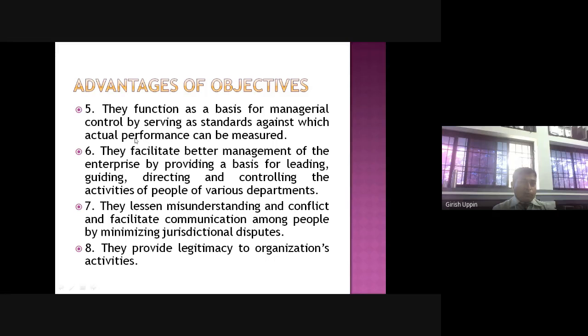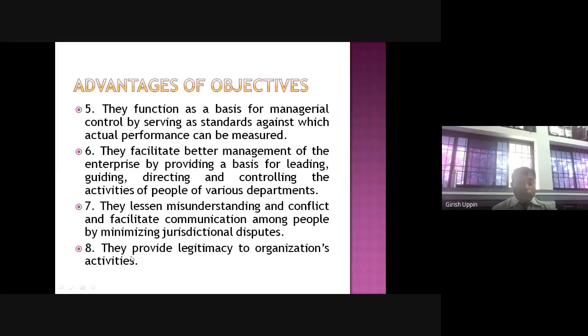They facilitate better management of the enterprise by providing a basis for leading, guiding, directing, and controlling the activities of people of various departments. See, the objective is the basis for everything, whether it is leading, directing, guiding, because on the principles of the objectives only, all the activities will go on. They lessen misunderstanding and conflict and facilitate communication among people by minimizing jurisdictional disputes. So everybody knows, when they are meeting certain objectives, what their boundaries are. So chances of conflicts are very less.